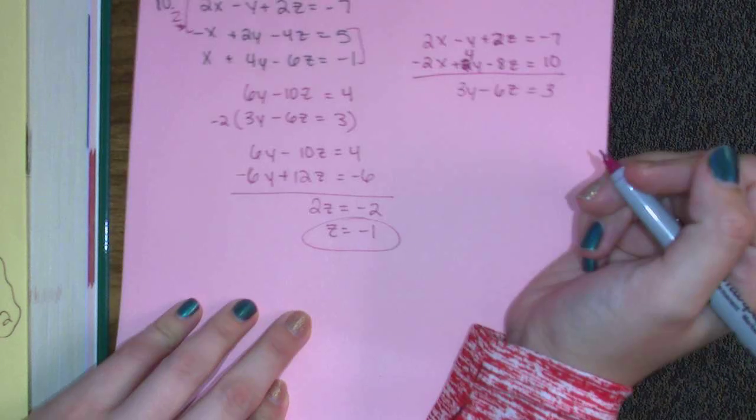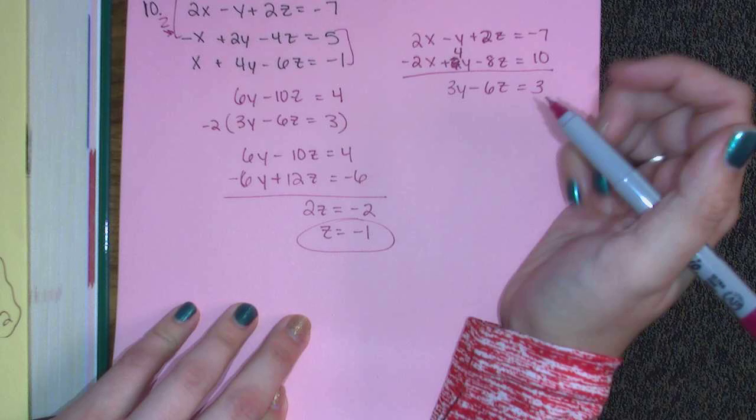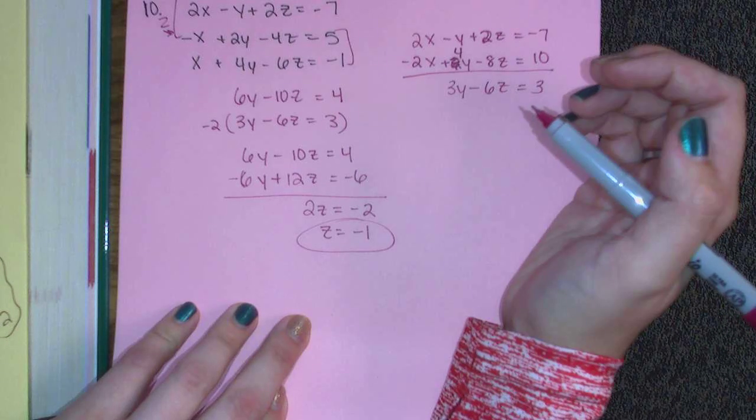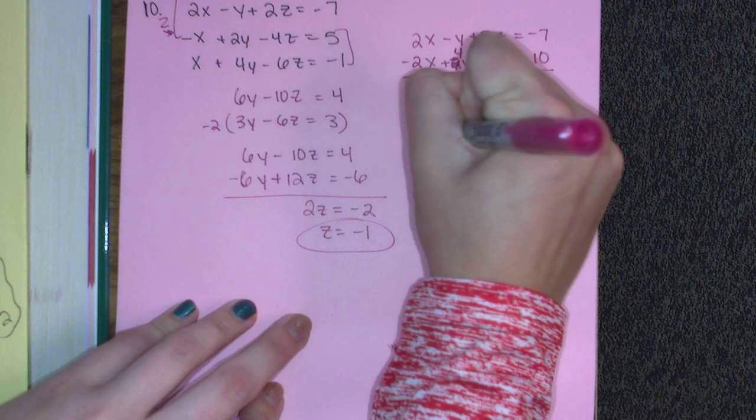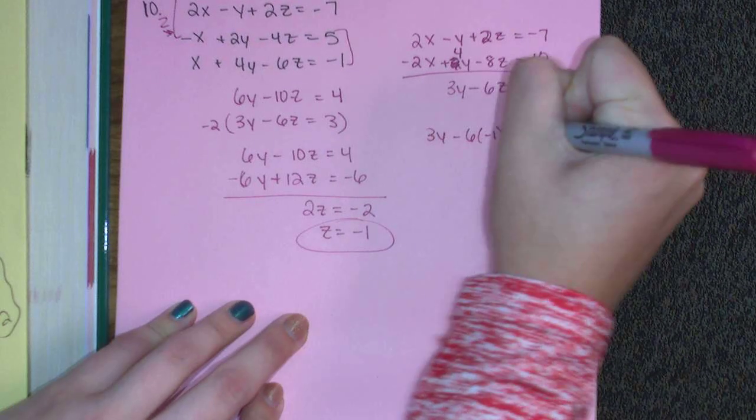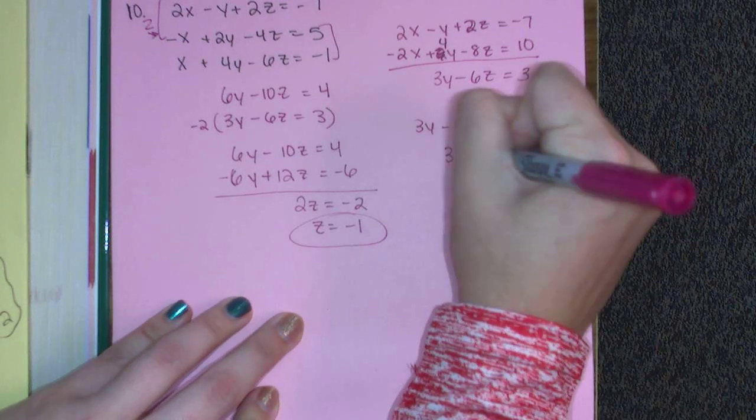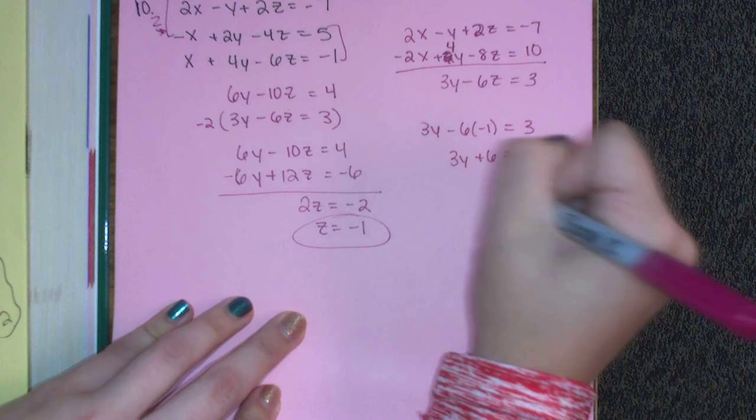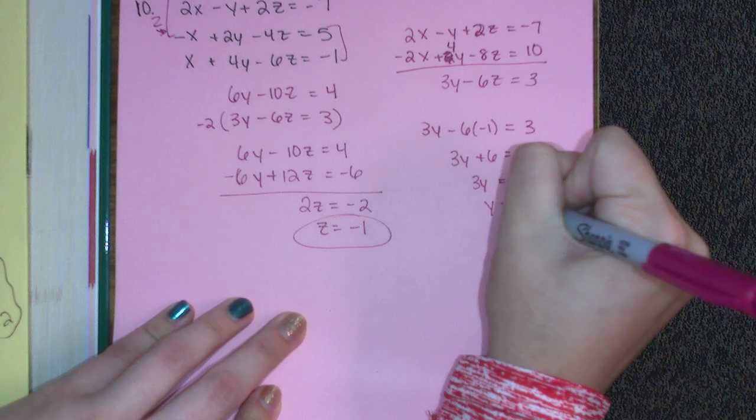Which one do y'all want to do, top or bottom? Top. Okay. 3y minus 6 times negative 1 is equal to 3. It really doesn't matter. 3y plus 6 is equal to 3. 3y is equal to negative 3. y is equal to negative 1.